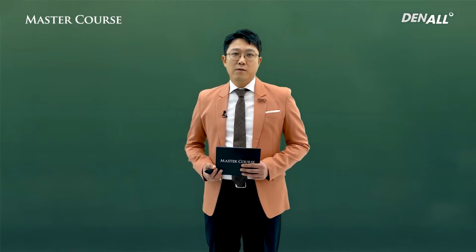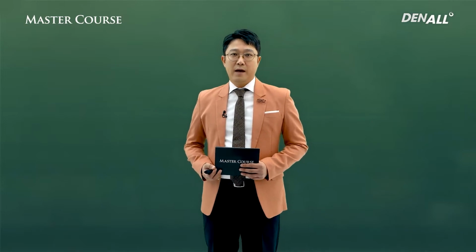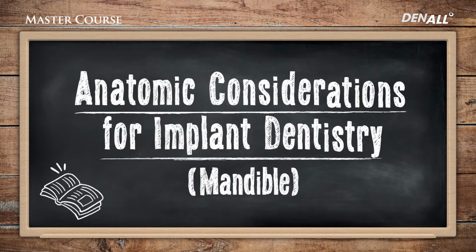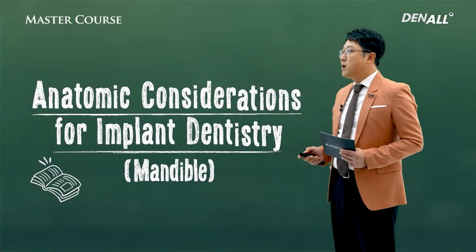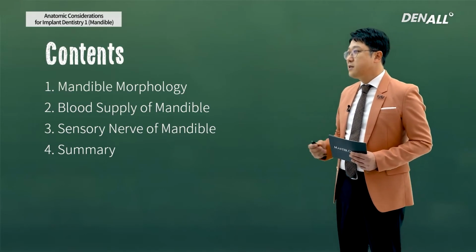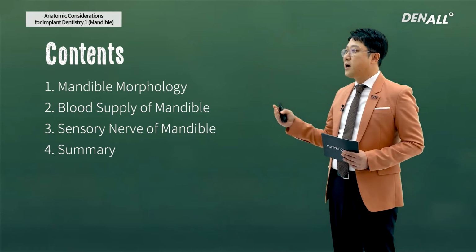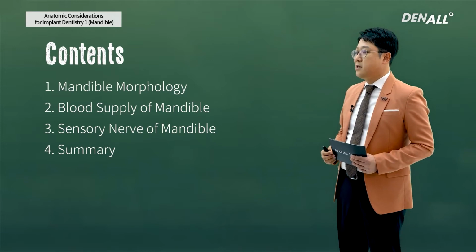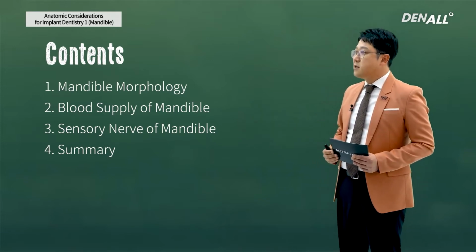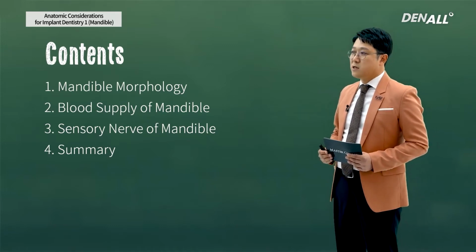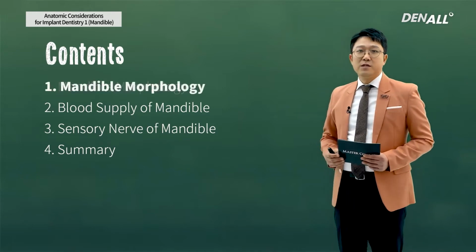In this lecture, we are going to talk about anatomic considerations for implant placement. First, the mandible. Today, we are going to talk about the anatomy of the mandible, primarily three things. First, when we do implant surgery, we need to be careful when it comes to the mandible morphology. Second, blood supply of mandible. Third, sensory nerve of mandible. After that, I'm going to summarize briefly what was discussed.